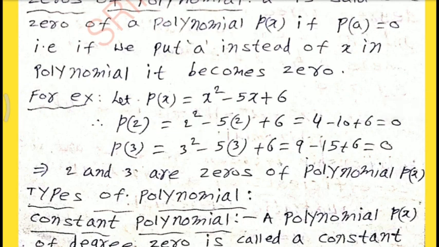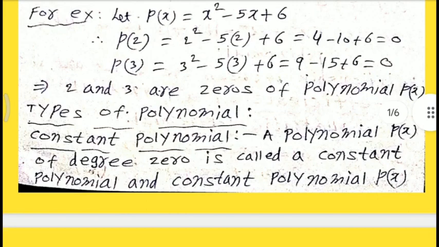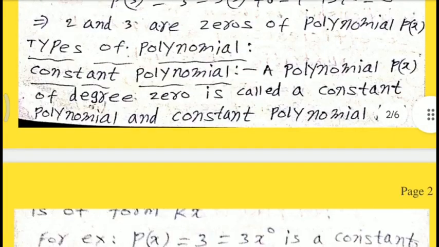Now put x is equal to 3. P of 3 is equal to 3 square minus 5 into 3 plus 6 is equal to 9 minus 15 plus 6 is equal to 0. That implies 2, 3 are zeros of polynomial p of x. Types of polynomials. బహుపదుల రకాలు.